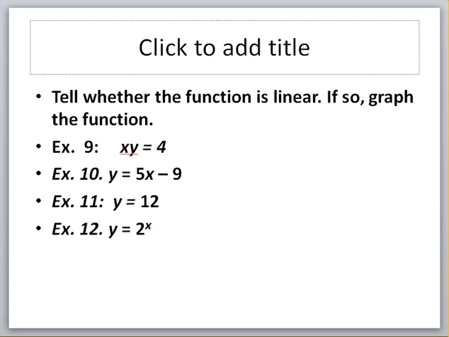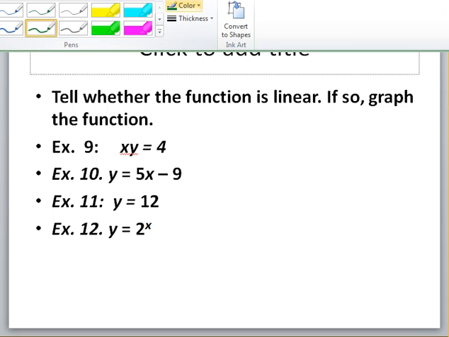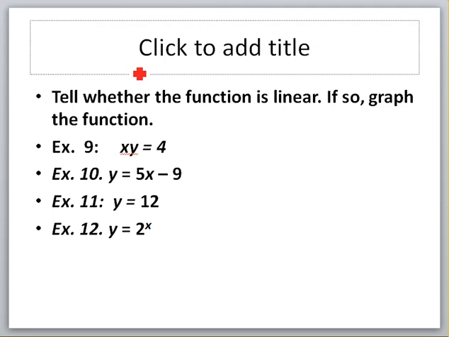So the next type of problems, what we're going to do is look at whether or not these form linear equations. So I will do that. This right here is not linear. I know it's not linear because I have an x and y being multiplied together. The next one is linear. I know it's linear because each of these have an exponent of 1.